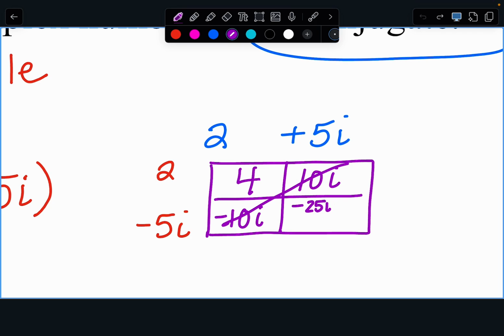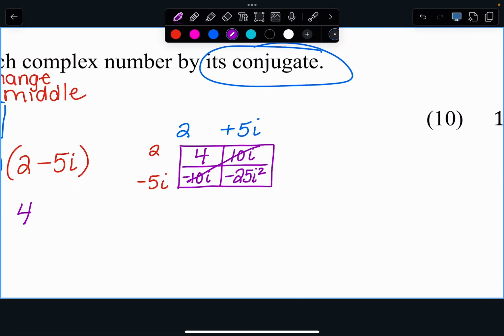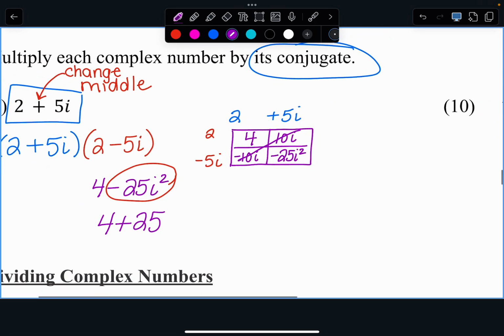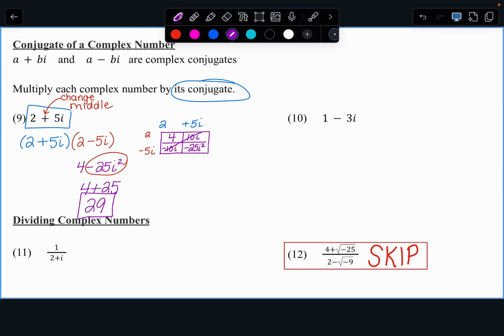If you didn't like that step, here, let me. We would have 4 minus 25i squared, but as we know, i squared means change that sign, so it becomes 4 plus 25, which is 29. We use the conjugate to get rid of any i's. Can you tell me what the conjugate of number 10 would be? If my original is 1 minus 3i, what is the conjugate? 1 plus 3i. Perfect. And the reason I want to use that is because I don't want any i's in my final answer.